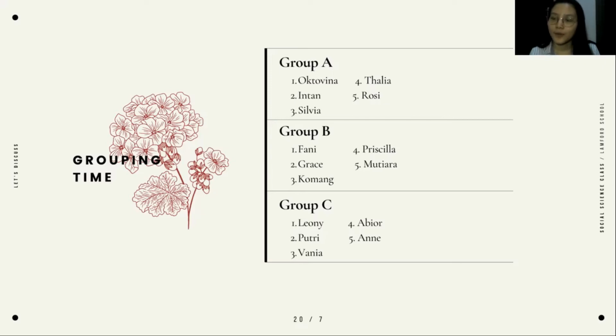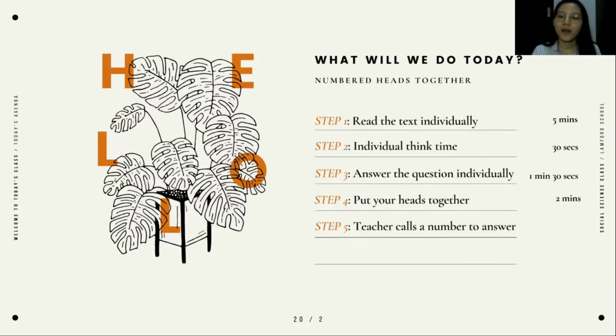Okay, so in the last step, I will call a number. And what do students with that number have to do? So for example, when I call number 2, what do students number 2 have to do? Yes, exactly. They all have to stand up and then I will choose one student to present their answer. All right, so it seems that you have all understood today's instructions and I will now distribute the text.